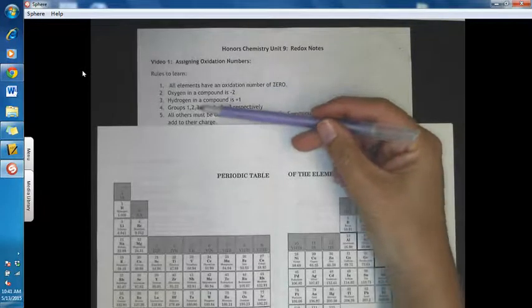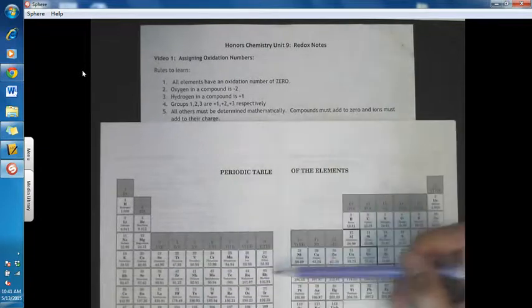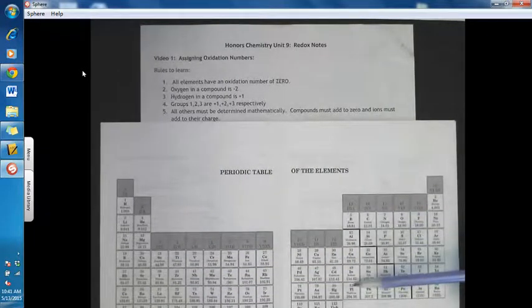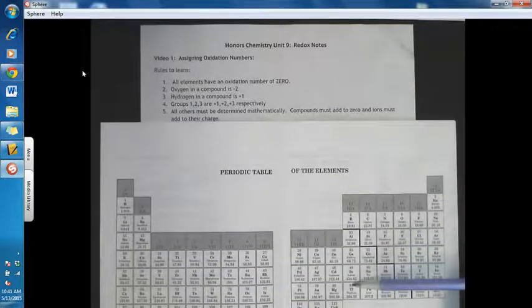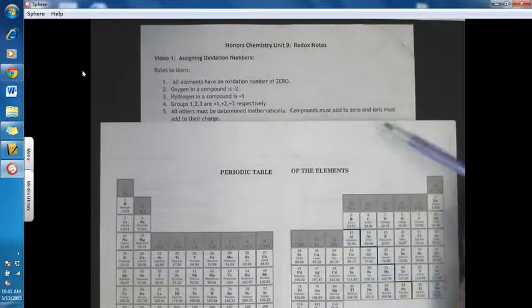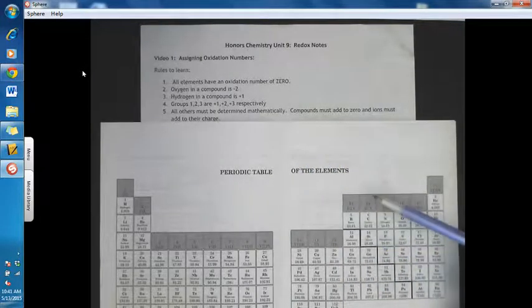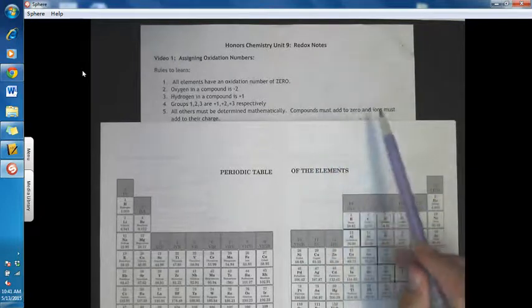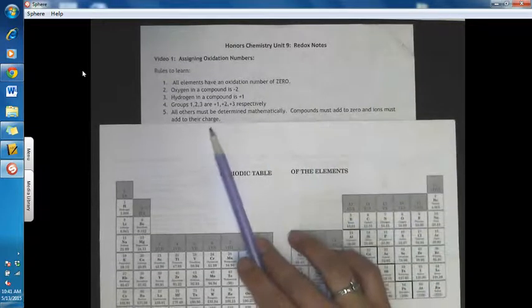Groups 1, 2, and 3, remember, are our columns of our periodic table. 1, 2, skip the transition metals, and 3. All of these are going to have +1, +2, and +3 charges respectively. So aluminum always has a charge of +3, magnesium +2, potassium +1. All other elements on our periodic table are going to have to be determined mathematically dependent upon the compound they're in. All compounds must have a total oxidation state of 0, and the ions must add to their charge.